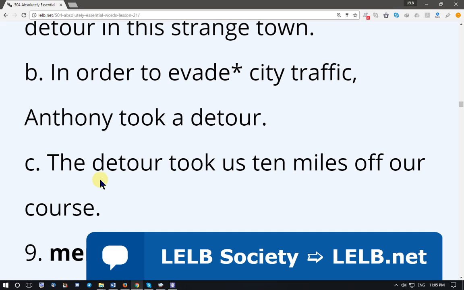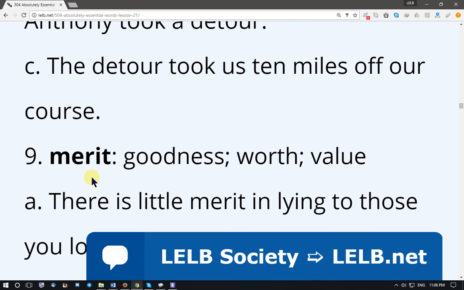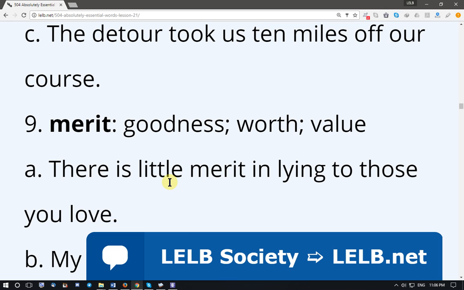The detour took us 10 miles off our course. So it made the course or journey or path 10 miles longer. Merit: goodness, worth, value. There is little merit in lying to those you love.